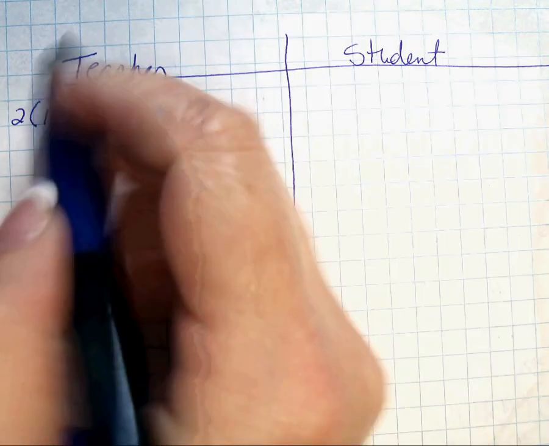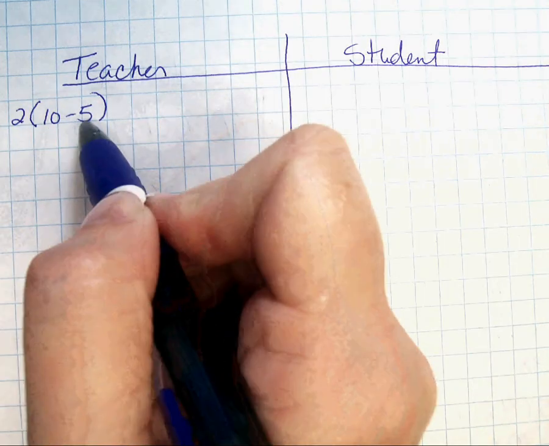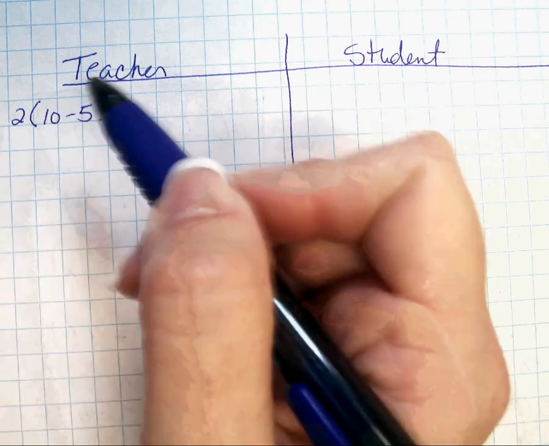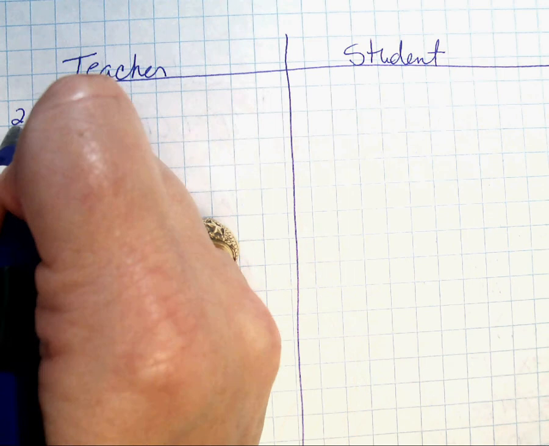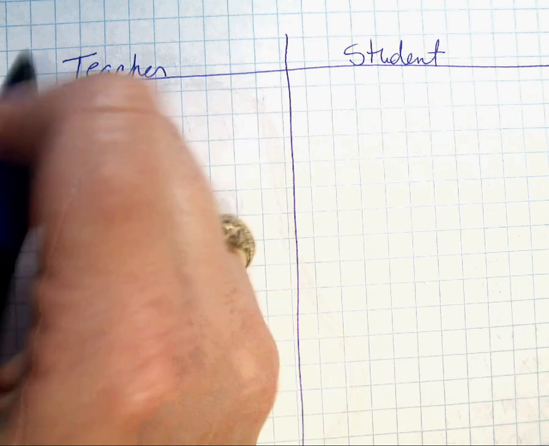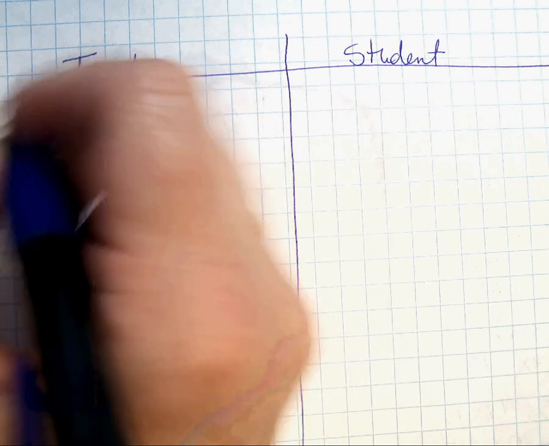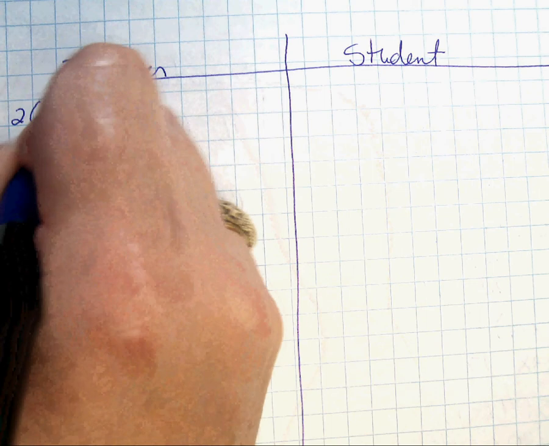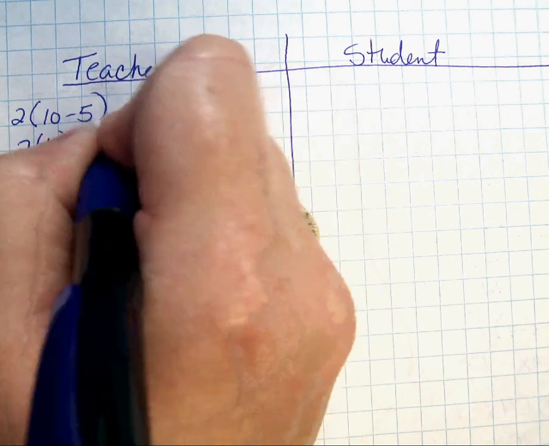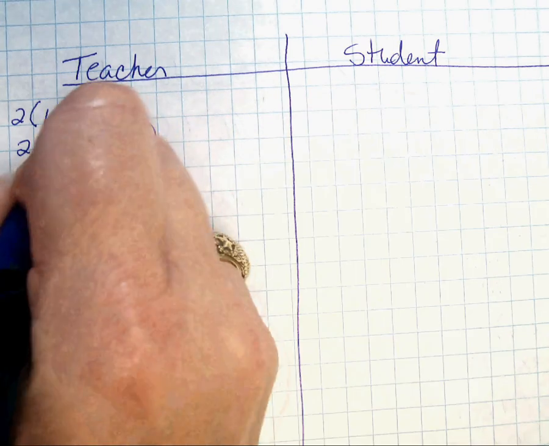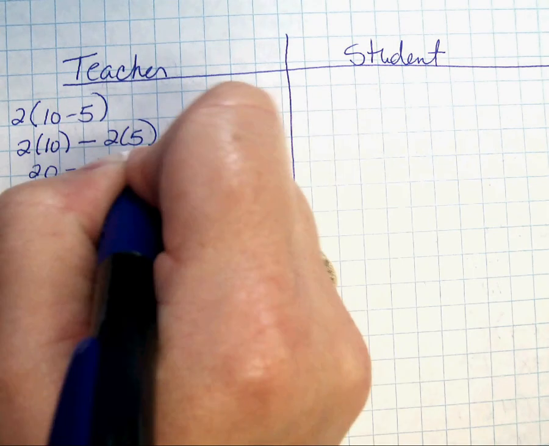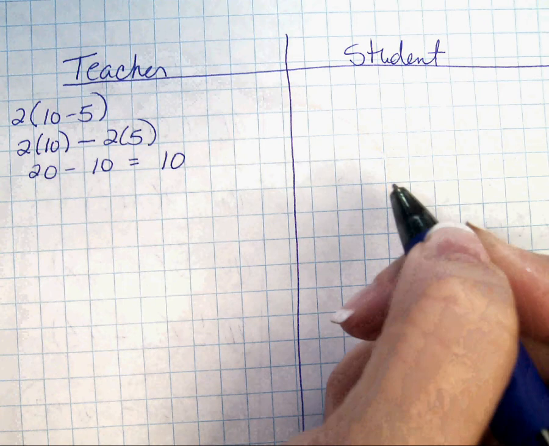Now normally we would do 10 minus 5, which is 5, and then multiply by 2 and get 10. The distributive property says this: distribute the 2 across the parentheses. In other words, multiply the 2 times everything in the parentheses. 2 times 10 minus 2 times 5. So this is 20 minus 10, which does equal 10.